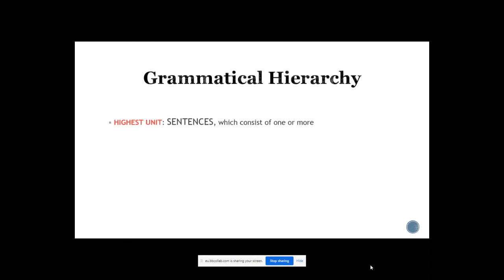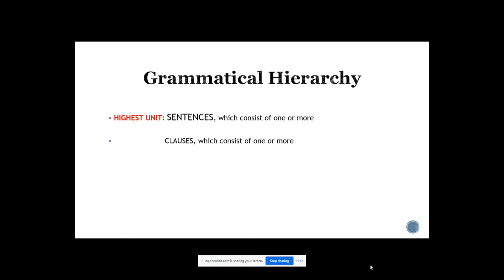Grammatical hierarchy. Now, the highest unit is the sentence, which in turn consists of one or more clauses, and clauses in turn consist of one or more phrases, which in turn also consist of one or more words, and words are made up of the lowest unit, which are morphemes. So when we talk about parts of speech, our concern is words as used in constructing and forming sentences.